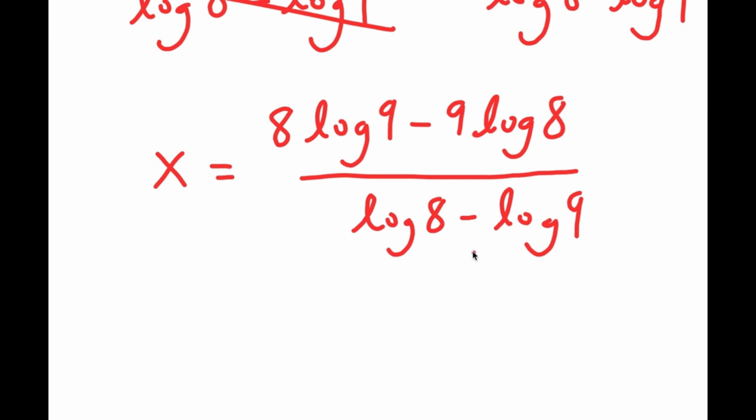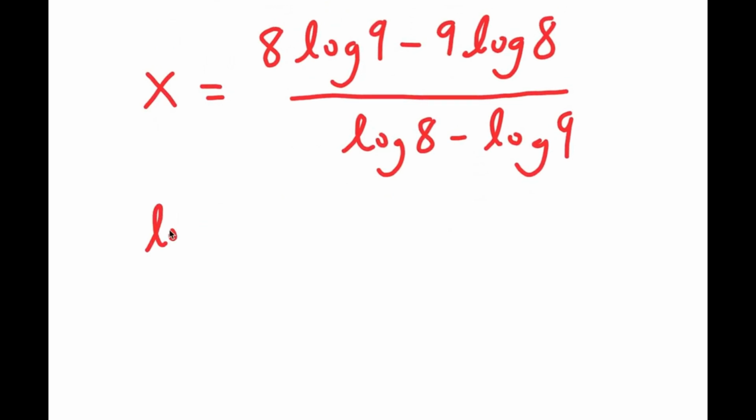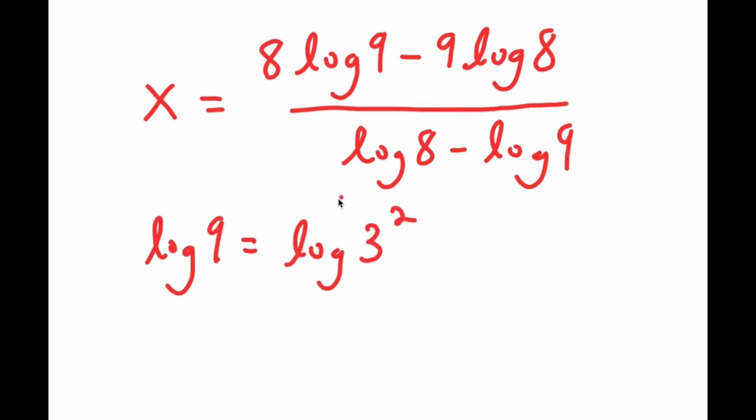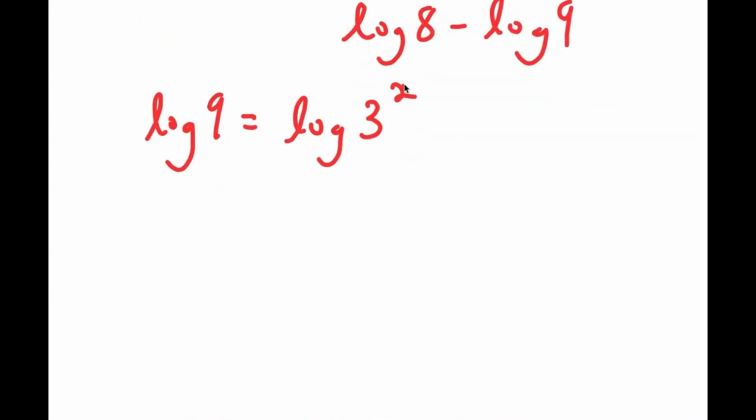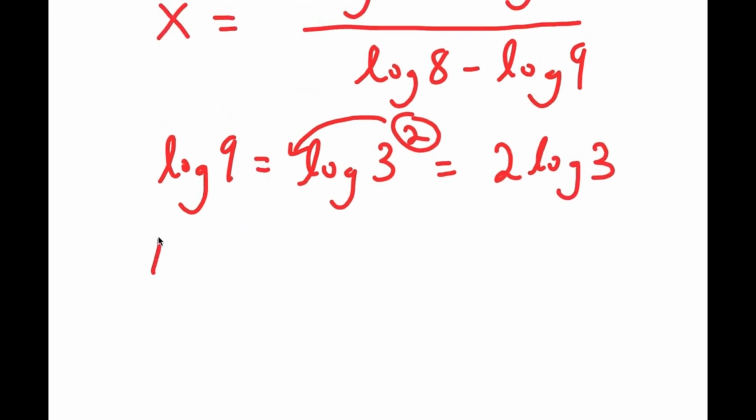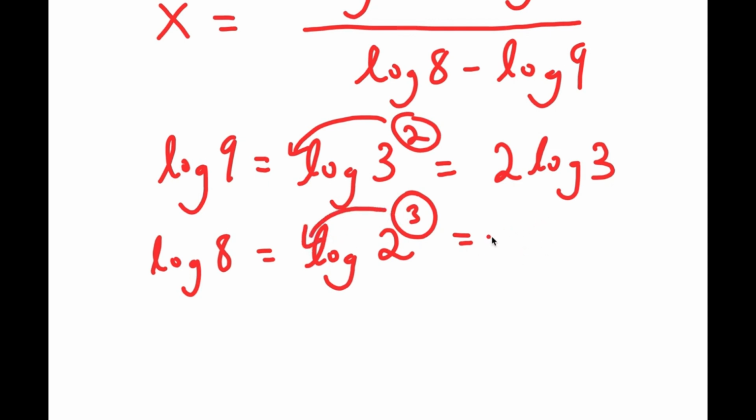Now, log of 9, we can simplify this to log of 3 squared. And remember, if I have something in the form log a to the power of b, I can move b to the front. So I can move 2 to the front, and this is going to equal 2 times log 3. Now I can do the same thing for log 8. Log 8 is equal to log of 2 to the power of 3, and I can move 3 to the front, so I get this equal to 3 times log 2.